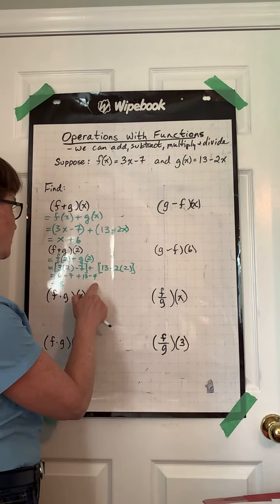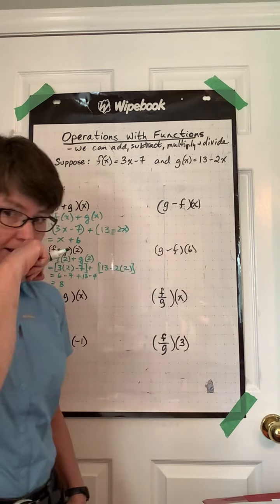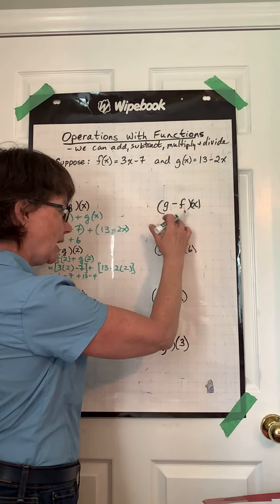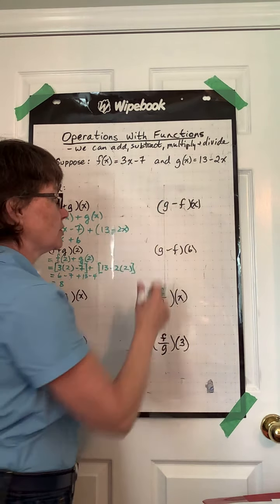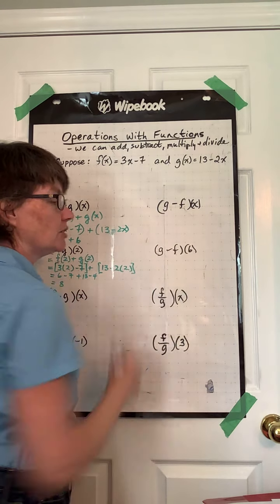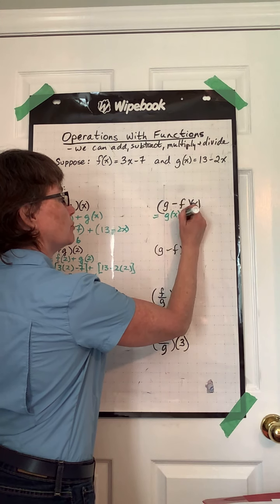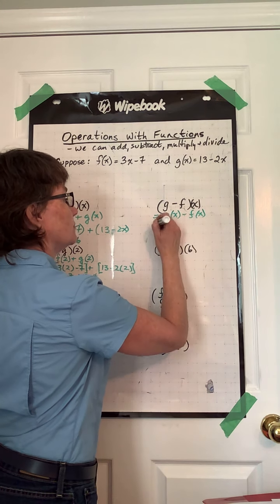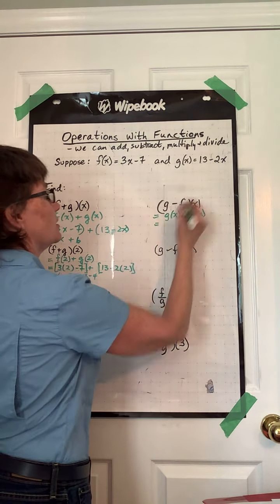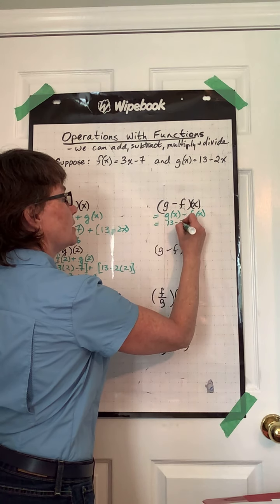Similarly, we could have g subtract f, excuse me, the f doesn't have to come first just because it was first up here. We could do it in this order, g subtract f, and this actually means we're doing g of x subtract f of x. So just copy the g function down, replace it here, 13 minus 2x.